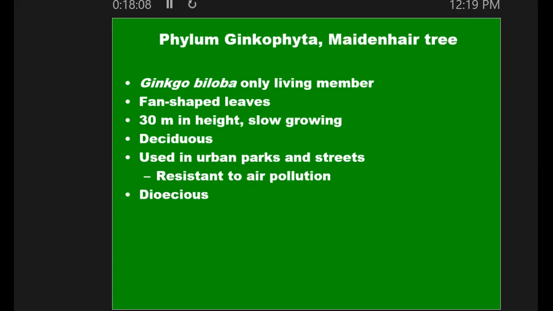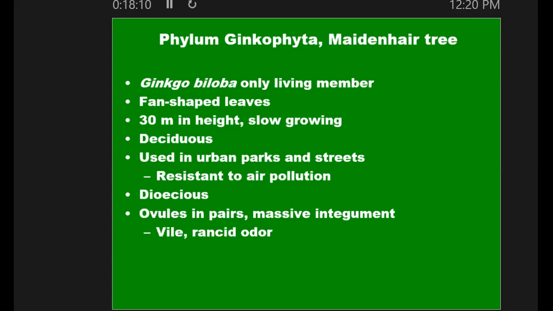What happens is that when the female tree is producing the ovules and getting ready for sexual reproduction, they give off an odor that can be quite strong. To our nose, it's rancid. It smells like rancid substances, like food, and so it's not very pleasant.